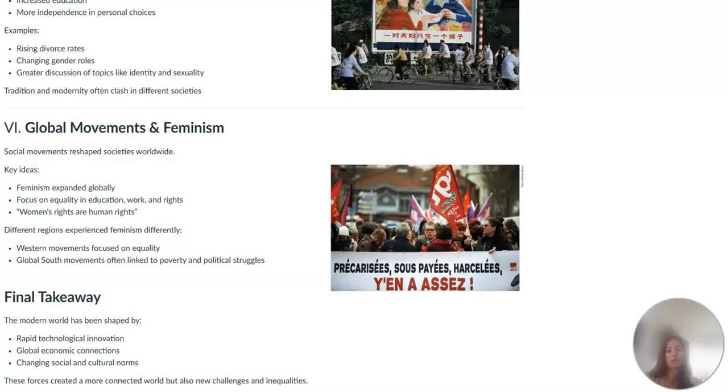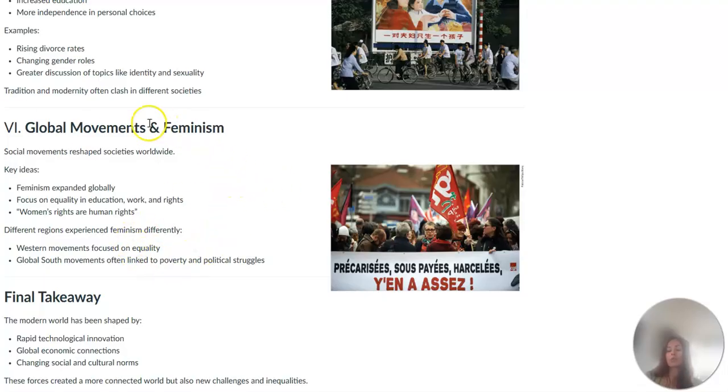Feminism does look different depending on where you are. In Western countries, like here in the US, it often focused on workplace equality. And in developing regions, it's often tied to poverty, colonialism, and political struggle. And a major global idea emerged: women's rights are human rights. And this shows how global movements are shaped by both shared goals and local conditions.